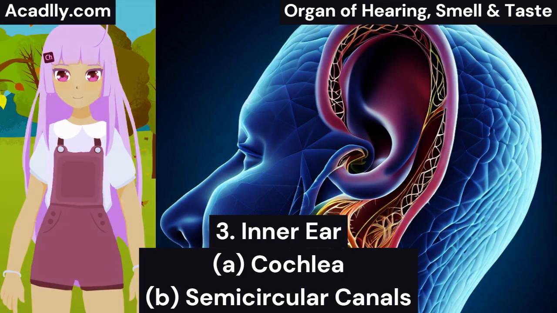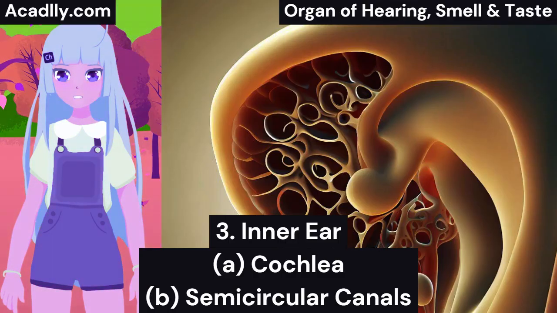A. Cochlea. Shaped like a snail's shell, the cochlea is primarily responsible for hearing. It contains sensory hair cells, mechanoreceptors, that synapse with sensory neurons, forming the cochlear nerves. Together, they constitute the organ of Corti.